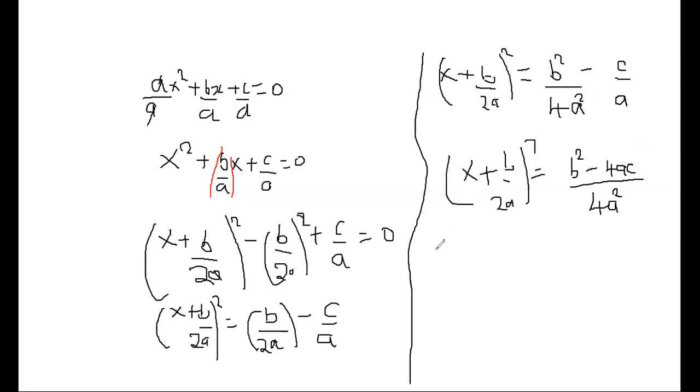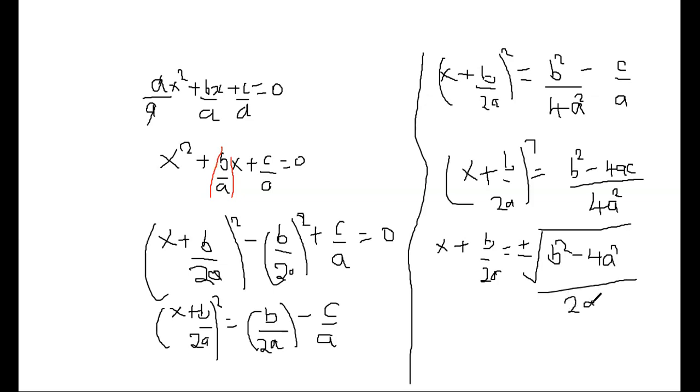So you're going to have x plus b over 2a is going to be equal to the square root. And when you find the square root of a number, you're going to have two things, plus or minus, the square root of b squared minus 4ac. And when you find the square root of 4a squared, you're going to have 2a.